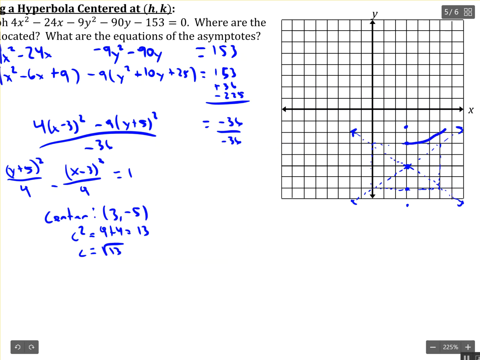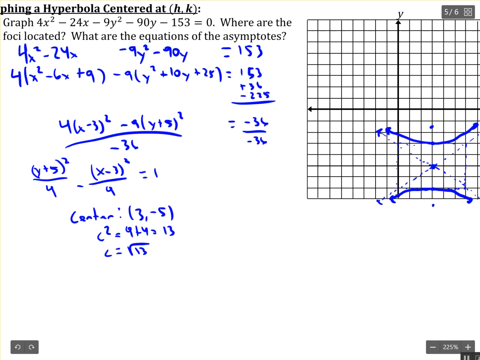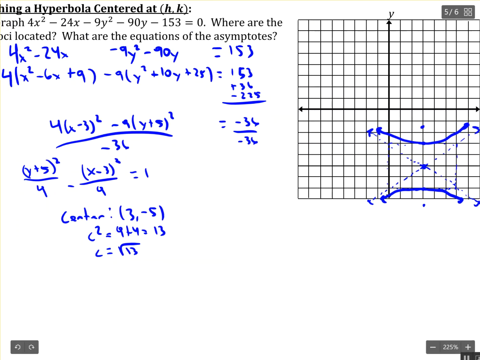And let's draw our hyperbola. All right, so the foci, we haven't said where they are exactly, but remember we're starting at (3, -5), and we're going up and down. So the foci are going to be (3, -5 + root 13) and (3, -5 - root 13), just because we're going up and down that far from the center. So we got our foci.